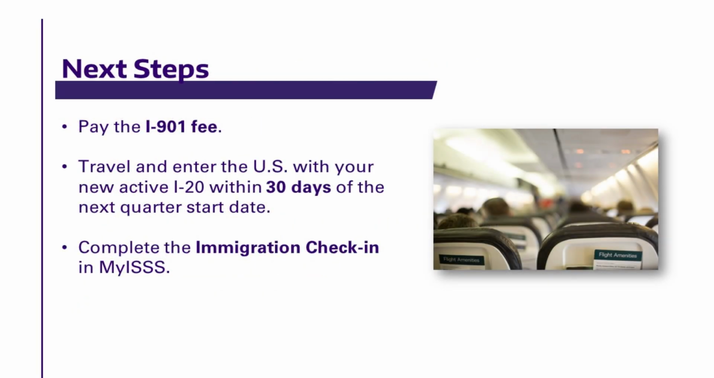After your request has been processed and you have received your new initial I-20, you will need to pay the I-901 SEVIS fee and prepare to travel and enter the U.S. with your new active I-20 within 30 days of the next quarter start date. Once you arrive, you will need to complete the immigration check-in in the MyISSS portal.